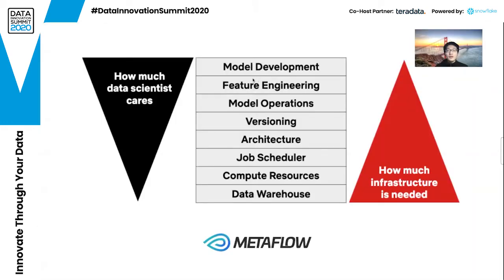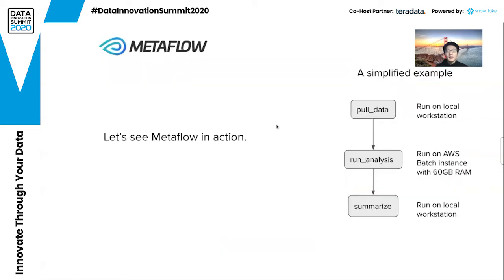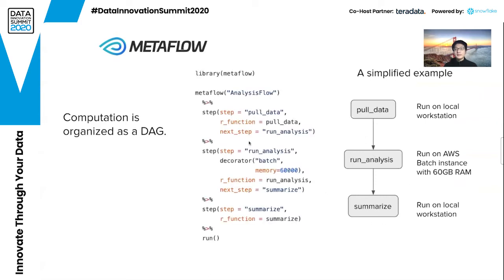Data scientists usually care more about the upper stacks, for example, model development and feature engineering, and they care less and less about the lower stacks. Metaflow focuses on the lower infrastructure stacks, and we focus on the developer experience for the data scientist. Let's check this three-step Metaflow example. We first pull the data, and then run some analysis, and finally summarize the results.